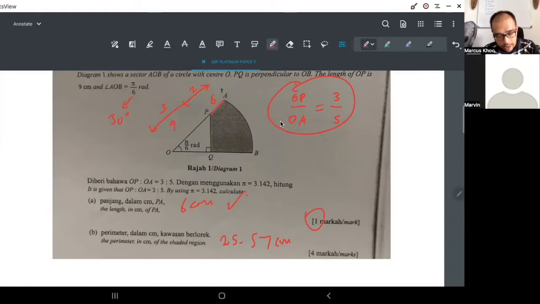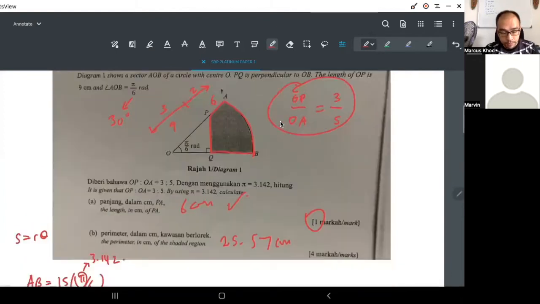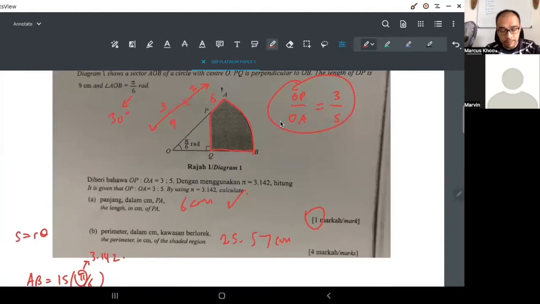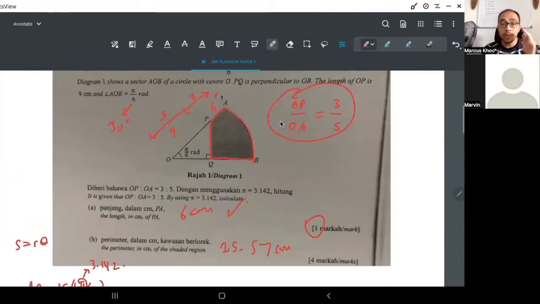Okay, the perimeter of the shaded region adalah 4 bahagian. Okay, one is this, then this one, and then this one, and then this one lah. Okay, so AB yang paling senang lah. AB is R theta. Okay, so we use S equals to R theta. So 15 darab pi over 6 lah. Okay, pi kau boleh ubah pergi 3.142. Okay, so you can calculate this. And then of course AP settle sudah lah. Okay, tak ada masalah. So we have AP equals to 6 cm. Now the PQ.